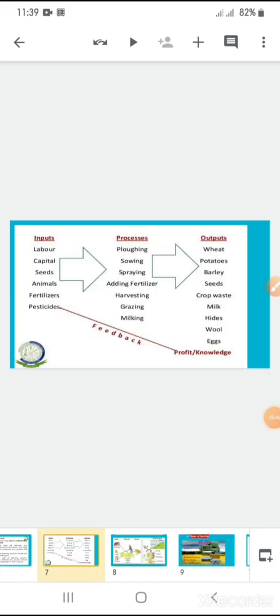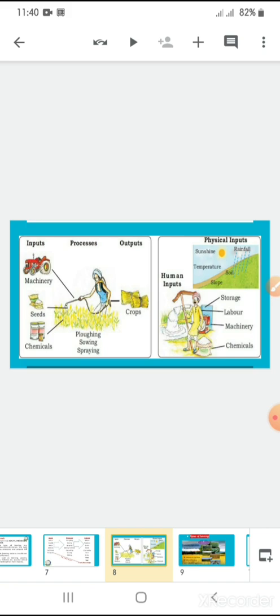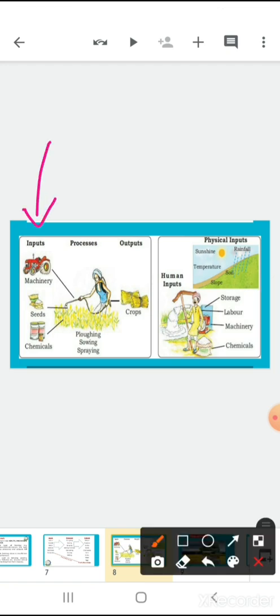A perfect example of what inputs, processes, outputs are, and how different steps are carried out to give the appropriate performance. This is another example which will clarify. When we are talking about inputs, processes, outputs, what is the first input? That is machinery which is required. Then crops, plowing, seeds, chemicals, etc. Then you have the physical inputs, that is the factors: sunshine, temperature, rainfall, soil, slope, and then our personal efforts, that is human inputs, storage, labor, machinery, chemicals. So there is a lot of effort congregated to serve the nation as well as the population of the country.